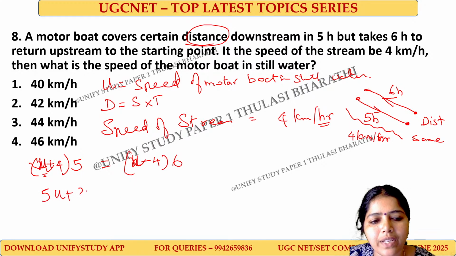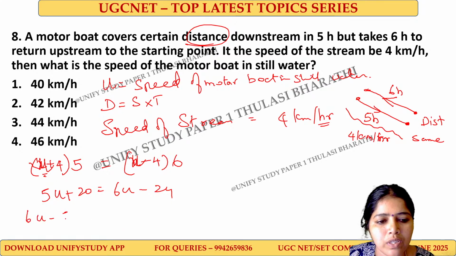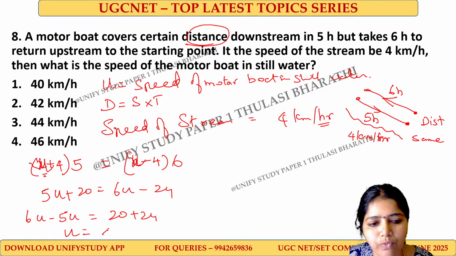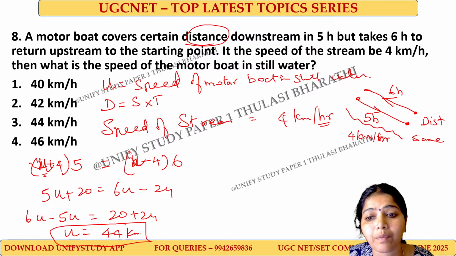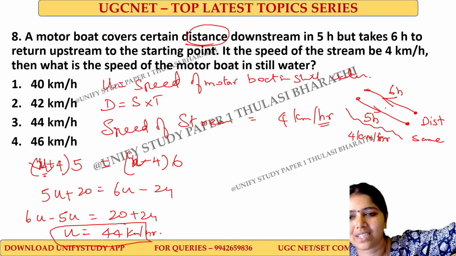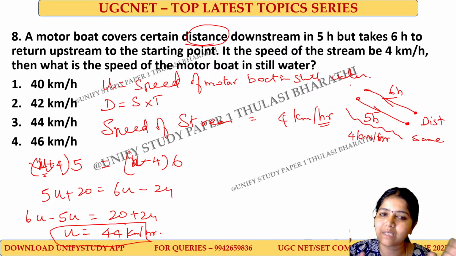5u plus 20 is equal to 6u minus 24. When I recalculate it, 6u minus 5u is equal to 20 plus 24. That's all. So u is equal to 44. What does it mean here? 44 km per hour is the speed at which the boat returns to this place. You understand? Yes. At a speed of 44 km per hour. That's the speed of the motor boat.